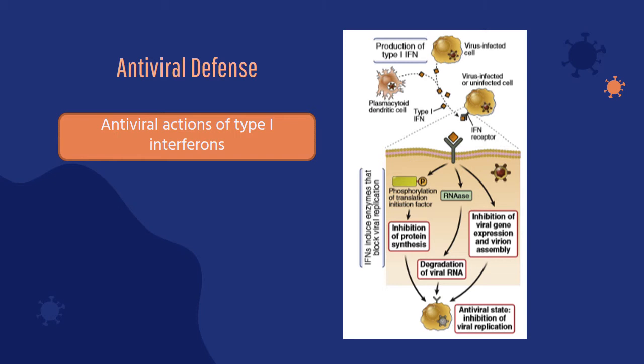They induce expression of enzymes that interfere with viral replication at different steps, including inhibition of viral protein translation, increasing messenger RNA degradation, and inhibition of viral gene expression and virion assembly. Type 1 IFN also increases the ability of NK cells to kill infected cells.